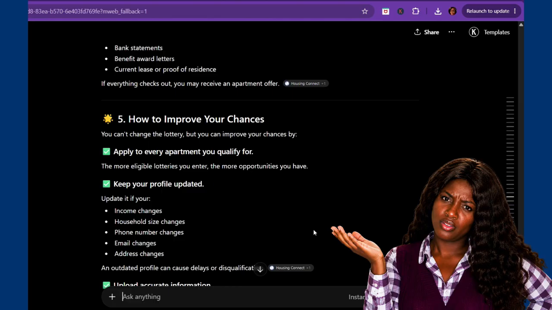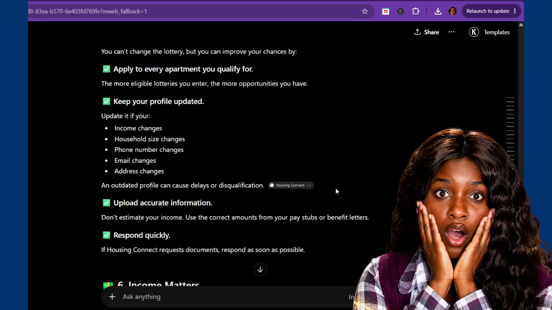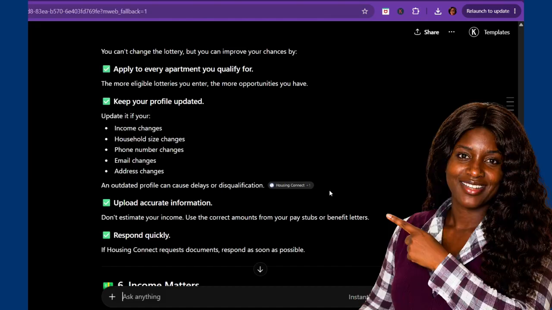Do your part, okay? Next, an outdated profile can cause delays or disqualification. So update it when it's necessary. If you're starting to make more money, then you have to put that in there, because believe me, they will find out. And if they find out later on, let's just say you got the apartment and you didn't bother to tell them your income increased, which a lot of people don't like to say, but if your income increases, you should let them know. Let them know that your income increased, okay?